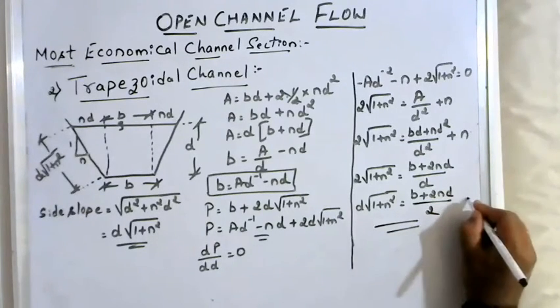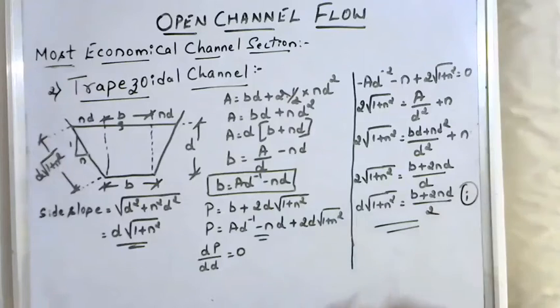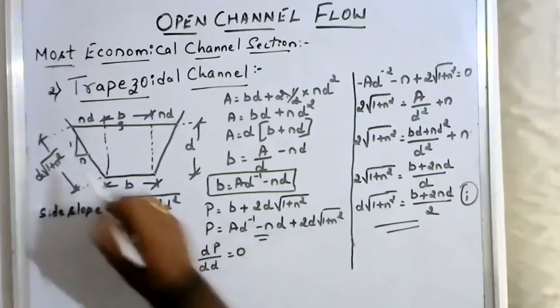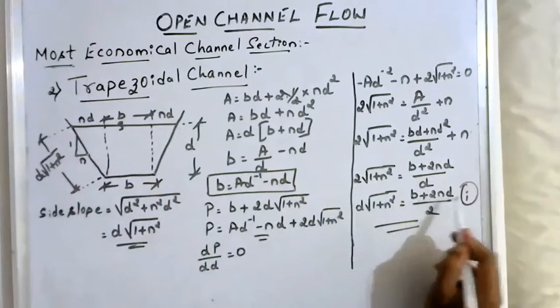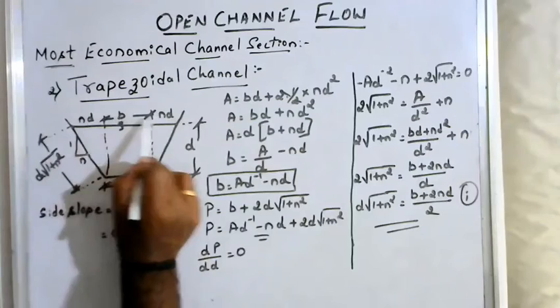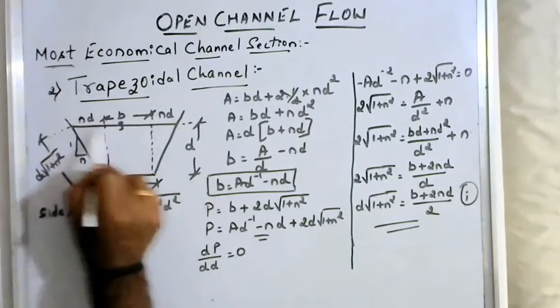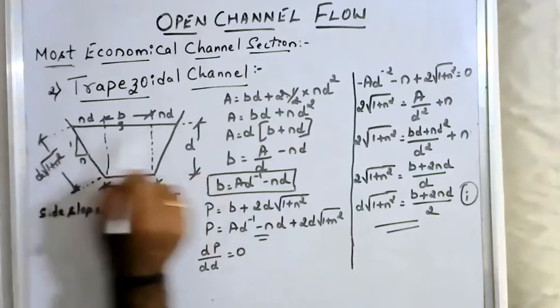This is your first condition for a most economical trapezoidal section. d root of 1 plus n square represents the sloping side. B plus 2nd, you observe here, this width is b, this is nd, this is nd, so b plus 2nd is nothing but the top width of the trapezium.